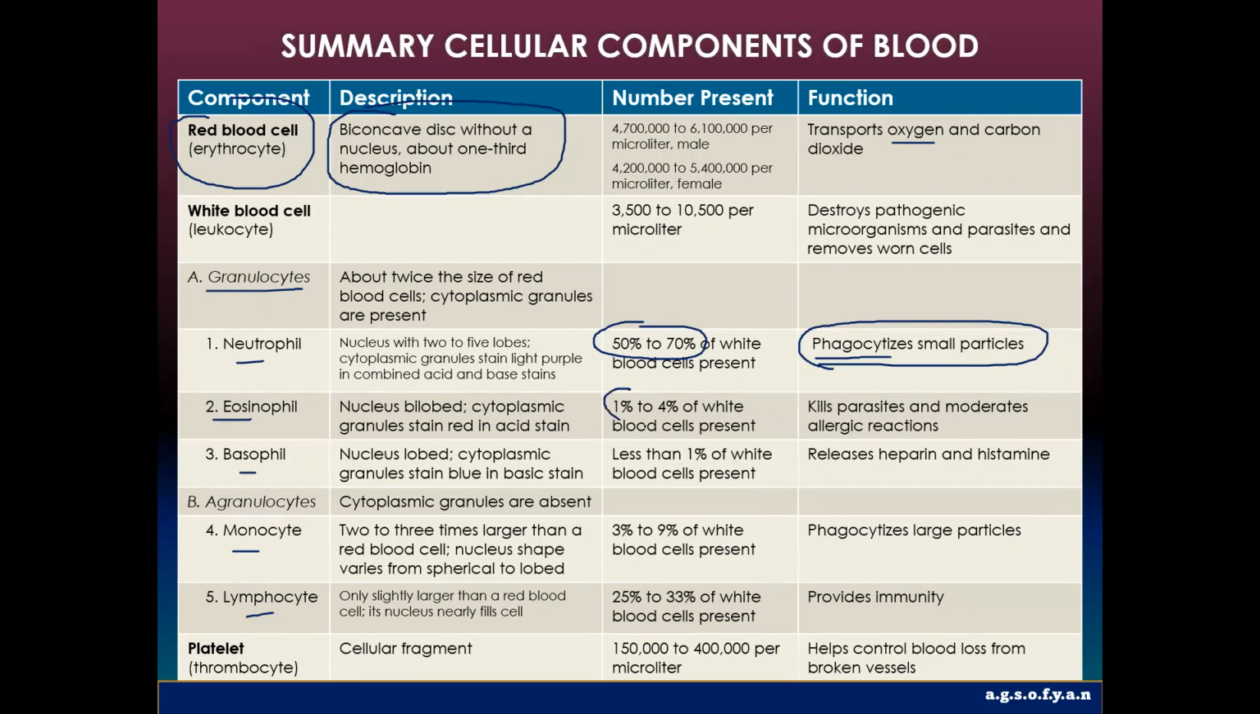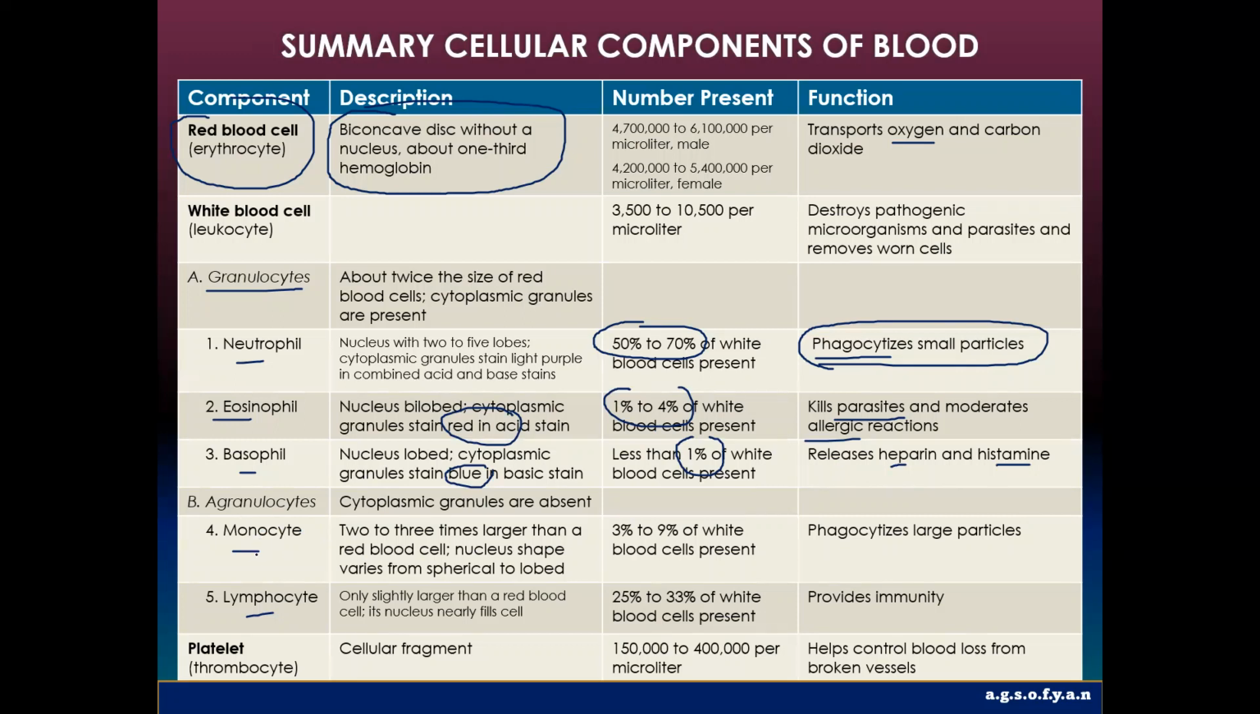Eosinophil is about 1 to 4%, and it is red in color, so the granule is red, and it kills parasites and is also involved in allergic reaction. Basophils have blue granules. It is the least abundant one, less than 1% in our blood. It releases heparin and histamine for allergic reaction and inflammation.